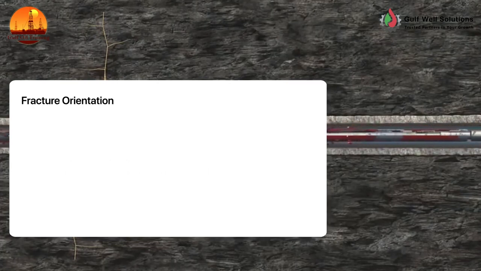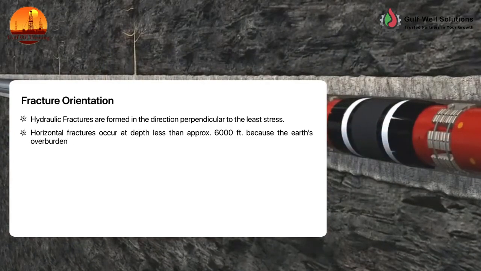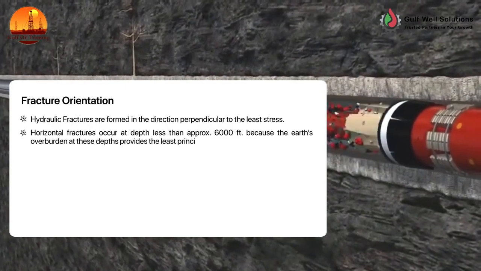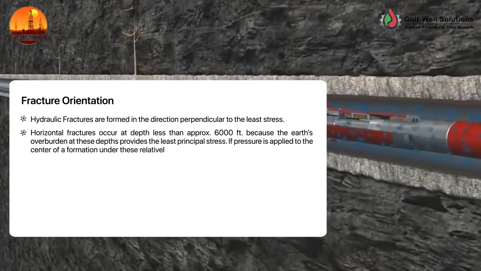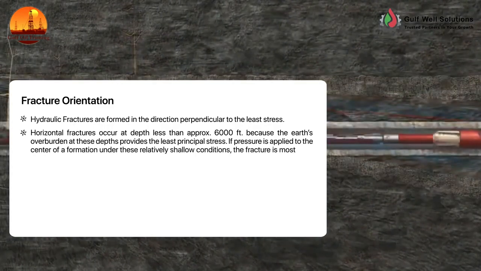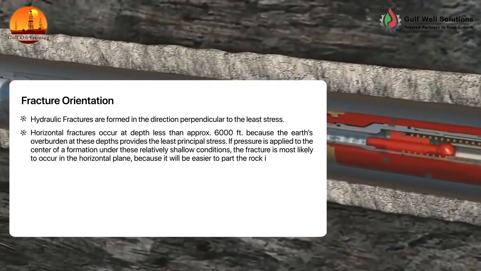Fracture orientation: hydraulic fractures are formed in the direction perpendicular to the least stress. Horizontal fractures occur at depths less than approximately 6,000 feet because the Earth's overburden at these depths provides the least principal stress. If pressure is applied to the center of a formation under these relatively shallow conditions, the fracture is most likely to occur in the horizontal plane, because it will be easier to part the rock in this direction than in any other.